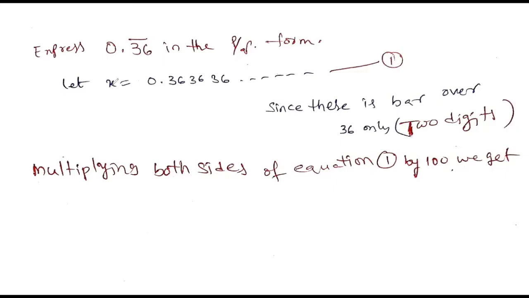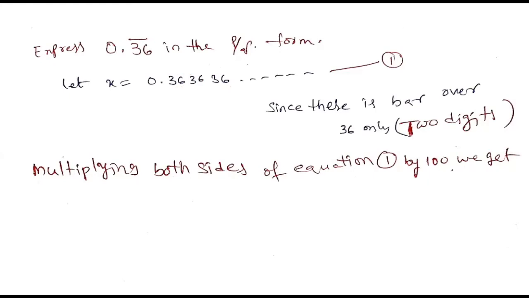First take it, let x be equal to 36 bar, so 36 like first. That is called equation 1. There are 2 digits repeating, that's why both sides multiplied by 100. Since there is a bar on 2 digits, both sides multiplied by 100. Try to do it, Supradeep. Yes, sir, I understood. So I got the answer. What is the answer? 4 by 11. Good.